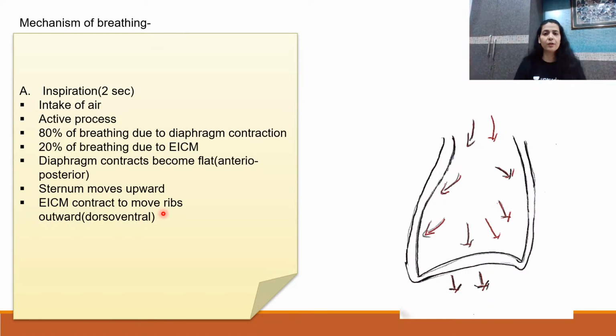So there are three movements happening. Diaphragm becoming flat in the anterior-posterior direction, sternum moving upward, ribcage moving outward. Now, because of all these three things taking place simultaneously, the thoracic cavity has expanded and has allowed the air to get in. This process is known as inspiration. It's an active process, remember. And it occurs for 2 seconds under the normal condition. This is how the air is getting in: diaphragm is pushed, sternum is moved upward, rib cage is moved outward.